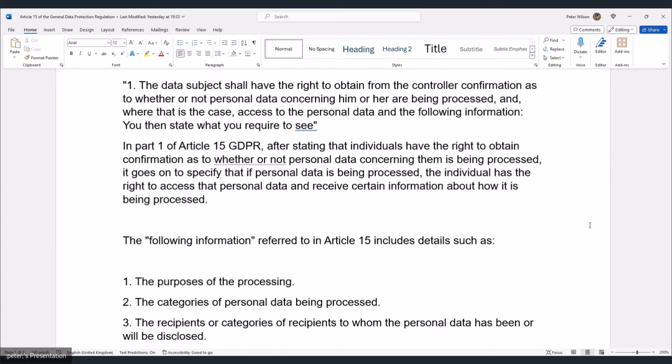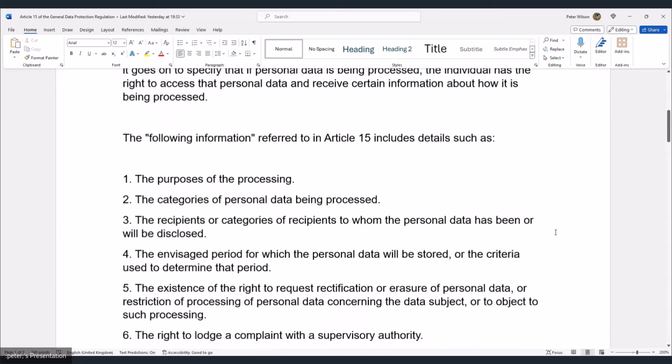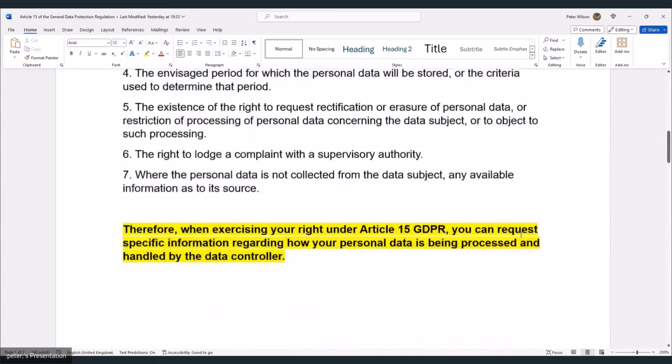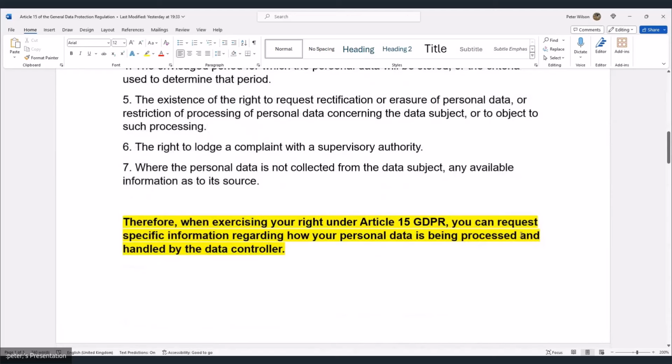The following information referred to in Article 15 includes details such as 1. The purposes of the processing, 2. The categories of personal data processed, 3. The recipients or categories of recipients to whom the personal data has been or will be disclosed, 4. The envisaged period for which the personal data will be stored or the criteria used to determine that period, 5. The existence of the right to request rectification or erasure of personal data or restriction of processing of personal data concerning the data subject or to object to such processing. 6. The right to lodge a complaint with the supervisory authority. 7. Where the personal data is not collected from the data subject, any available information as to its source. Therefore, when exercising your right under Article 15 GDPR, you can request specific information regarding how your personal data is being processed and handled by the data controller.